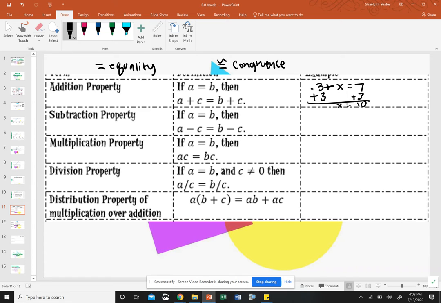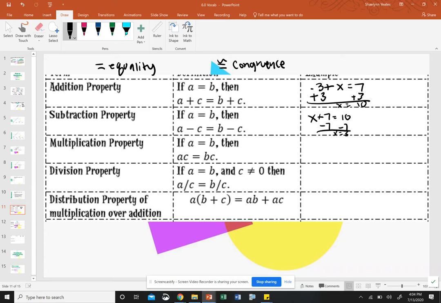So subtraction property is the same thing, but instead of adding to both sides, we're subtracting from both sides. So like if I had X plus 7 equals 10, then I would subtract the 7 from both sides, get the X equals 3. So I just use the subtraction property of equality.